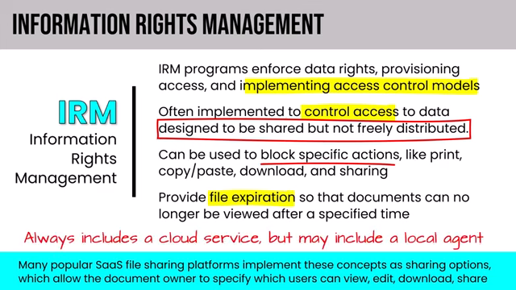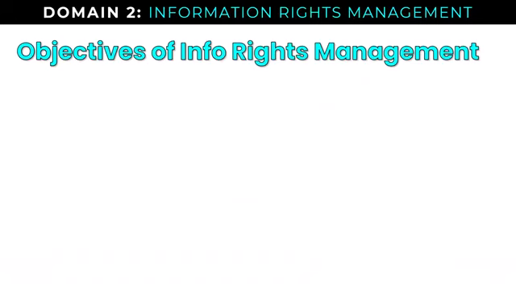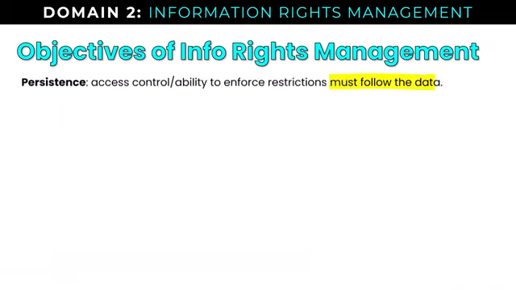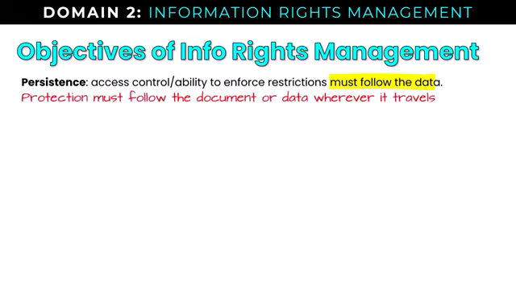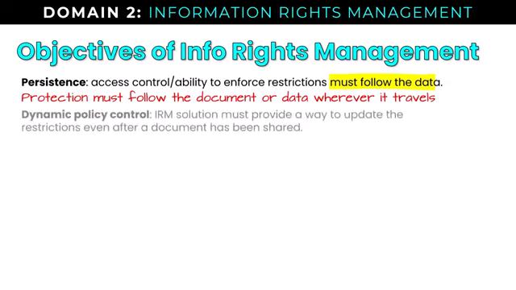This always includes a cloud service. It may also include a local agent. The objectives of information rights management. One is persistence. Our ability to control access, to enforce our restrictions, must follow the data, meaning protection must follow that document or data wherever it travels.